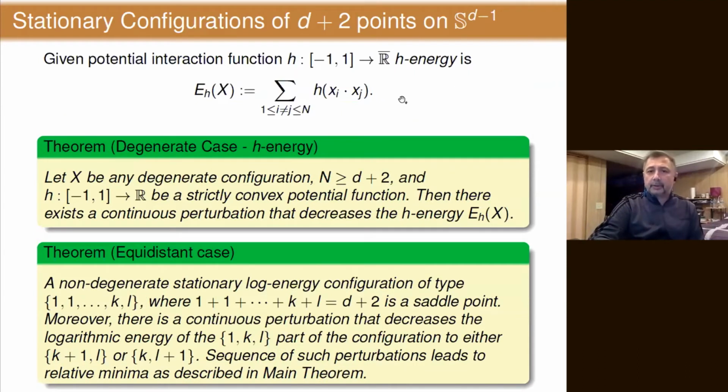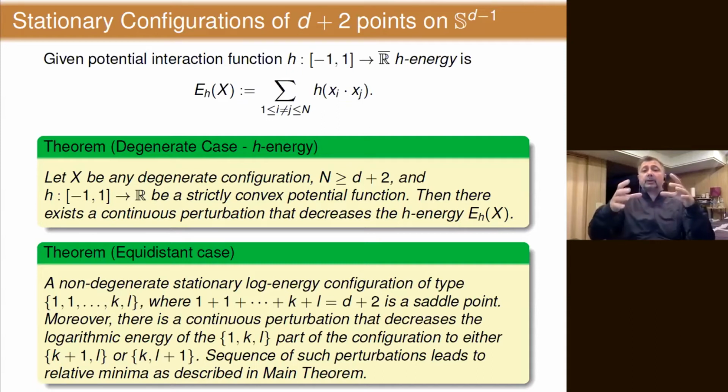So in general, if we have some potential interaction function, the H energy is given as the sum of H of the inner product of distinct elements, okay? And the degenerate case is never a local minimizer for an H energy. So let X be a degenerate configuration of a strictly convex potential function. Then there exists a continuous perturbation that decreases the H energy, E_H(X).